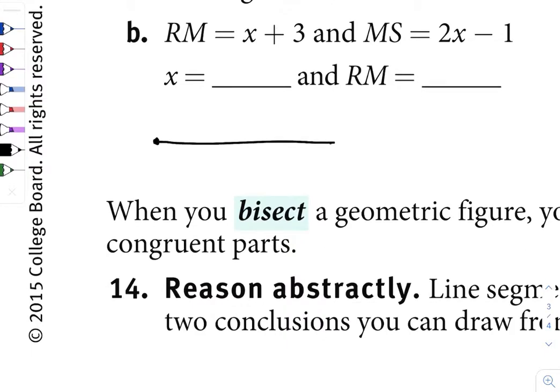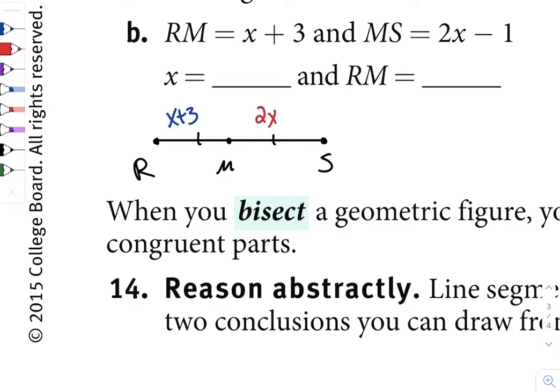Here I'm going to have some generic line segment where R and S are the endpoints, and then in the middle is M. And again, the tick marks are important just visually to see what's going on. They tell us RM is x plus 3. So RM we'll do is x plus 3. And MS is 2x minus 1.